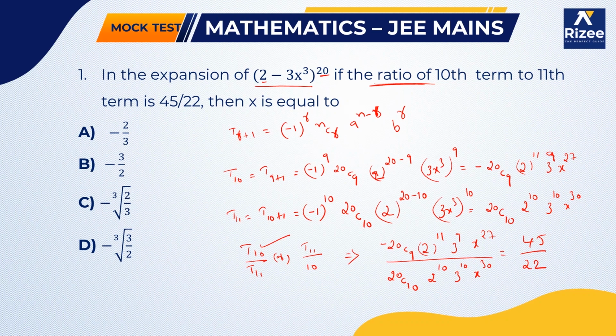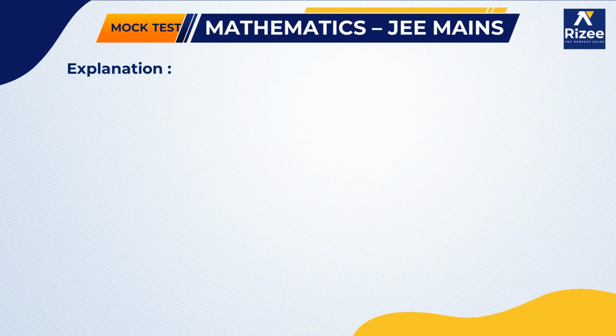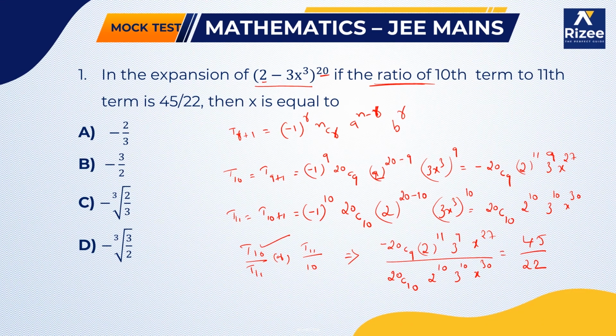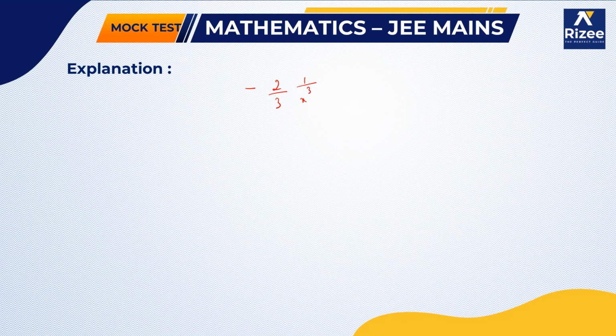How can we solve 20C9 by 20C10? What is the value of this? We get minus 2 by 3, and here x power 30 and x power 27 get cancelled, we get 1 by x power 3. 20C9 can be written as 20 factorial by 11 factorial into 9 factorial. 20C10 can be written as 20 factorial by 10 factorial into 10 factorial, and 20 factorial gets cancelled.